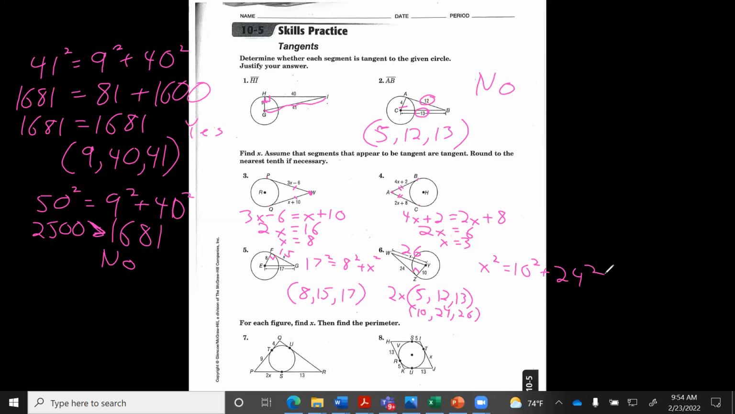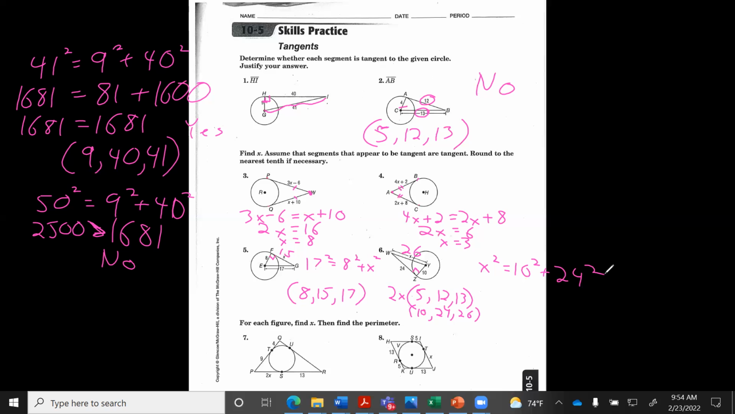7 and 8. So we have circles inscribed into polygons, or better yet, polygons circumscribing circles. When polygons circumscribe circles, all the lines are tangents. And anytime we have tangent lines coming from the same exterior point, we have segments that are equal in length from the same exterior point to their points of tangency.